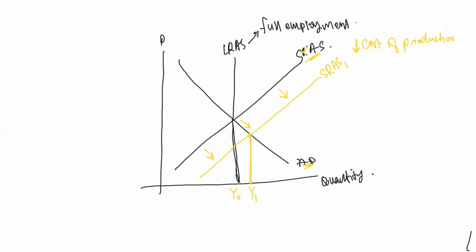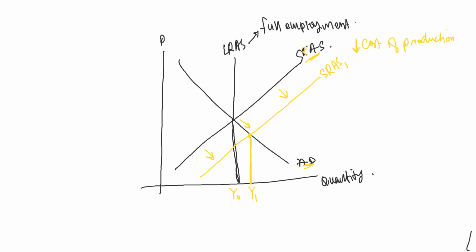But in the long run, we are assuming that we are producing at a point where all the resources, all the raw material, all the labor is being used. When all the labor and raw material is being used, there is no chance of having a fall in cost of production. Let's say that due to some reason there is a fall in cost of production in the long run as well. But since we are completely exhausting the resources that the economy has, we cannot move further. That is why our long run aggregate supply curve won't move.